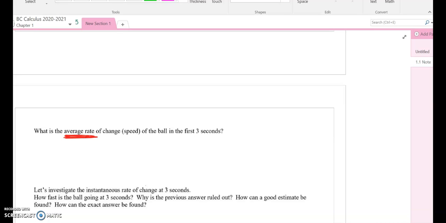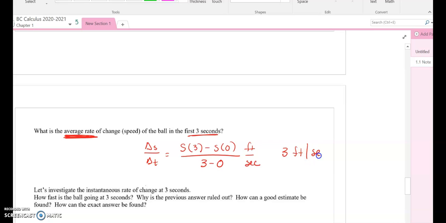And I wanted it for the first 3 seconds. So I want change in position over change in time. Students mess up, they'll do change of velocity over change in time. Always think about your units. Feet per second is what I should end up with. And so if I go ahead and do this, I should end up with 3 feet per second.